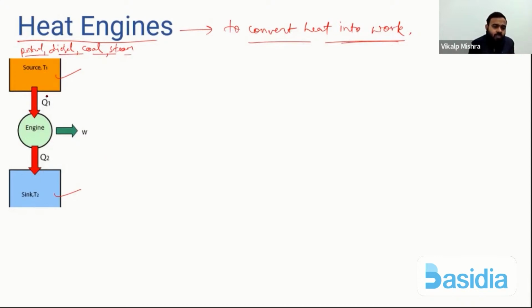So from the source, Q1 amount of heat is taken. इंजन ने Q1 amount of heat सोर्स से ले लिया. ठीक है, अब क्या होगा? कुछ वर्क डन हो जाएगा उस इंजन से, उस Q1 amount of heat से. So some work is done by that engine, and some heat will be rejected. Q2 amount of heat will be rejected to the sink. In practical life, in all the engines, the sink is our environment or atmosphere.